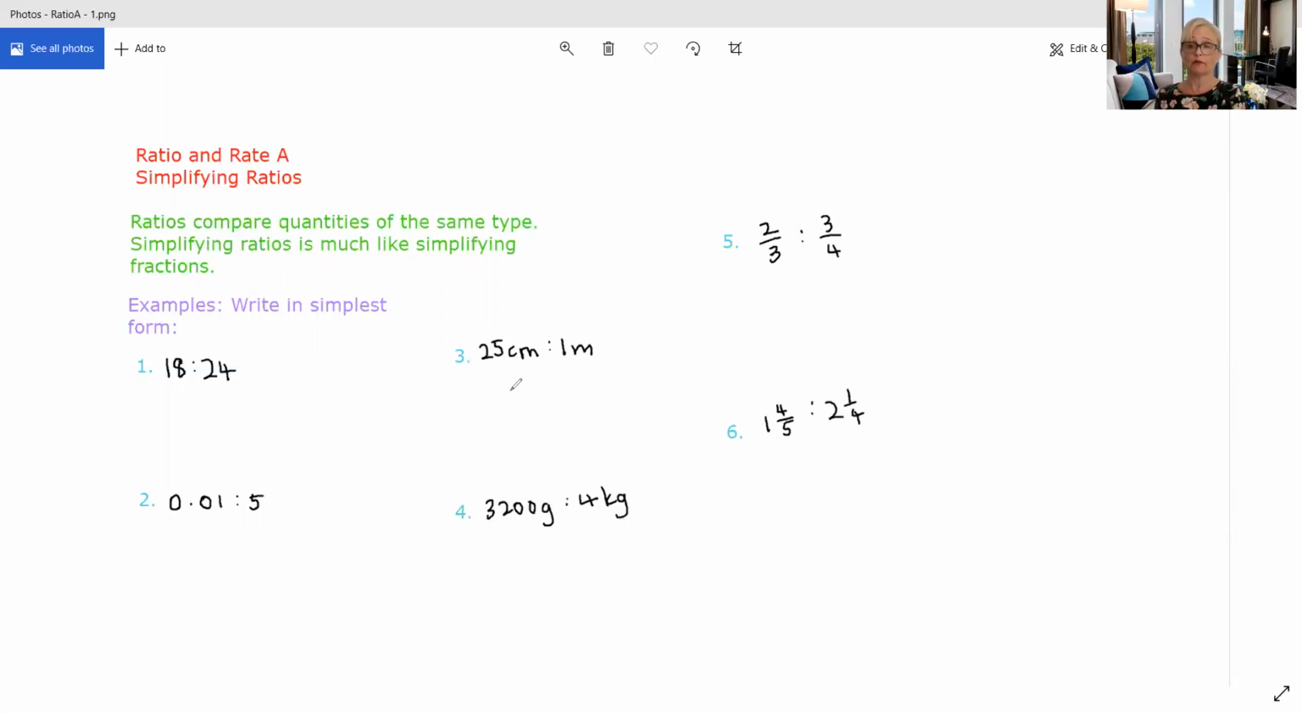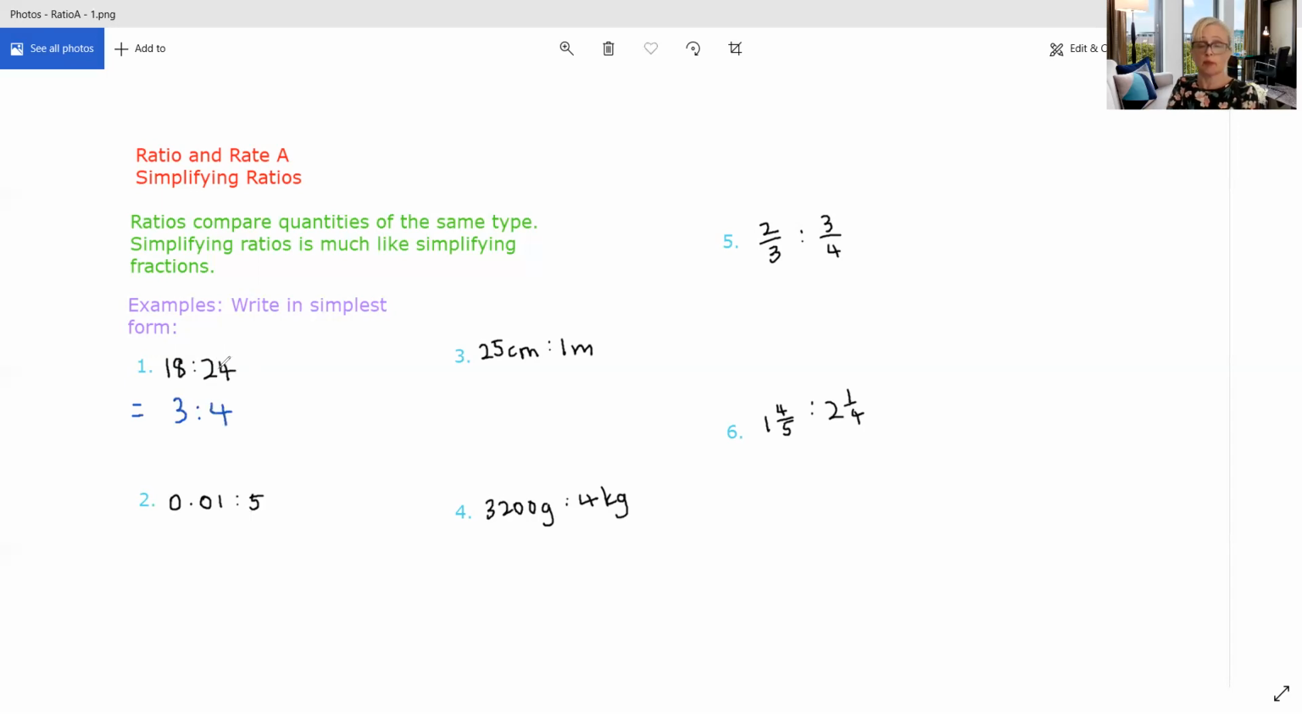We do talk about ratio in terms of televisions. We talk about length to width being 16 to 9 these days, that sort of thing. Now, to simplify, it's almost identical to the process of simplifying fractions. If we have something like 18 to 24, what we want to do is find the biggest common factor of both and divide them both by that. The biggest common factor is 6, so we're going to get 3 is to 4.